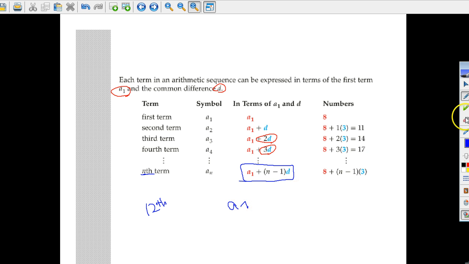I'm going to do a1, plus, and n is now 12, minus 1.